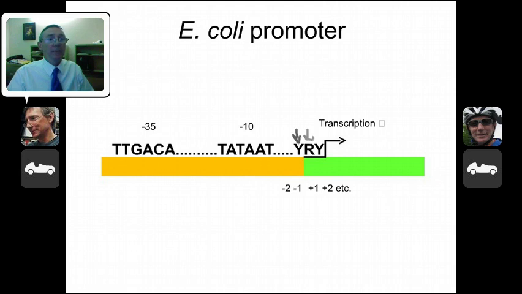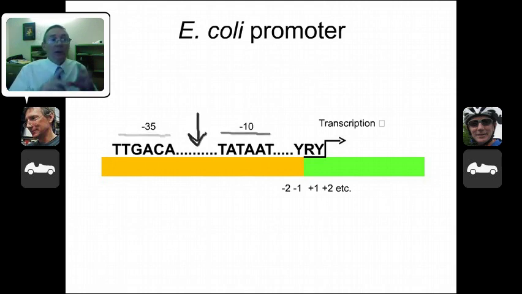So as you look back from there, around the minus 10 region, you see this sequence TATAAT, T-A-T-A-A-T. If you go further back to the minus 35 region, you find TTGACA, T-T-G-A-C-A. These are the consensus sequences found in the E. coli promoter: TTGACA, TATAAT, YRY. The nucleotides in between, where you see the dots there, can be anything. The spacing's important. In other words, minus 35 has to fall somewhere in that TTGACA. Minus 10 has to fall somewhere in the TATAAT. But what the nucleotides are in between those chunks, they can be anything.